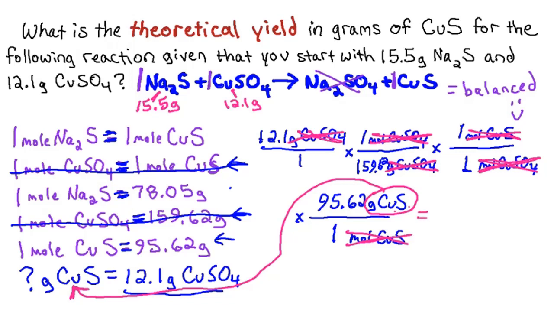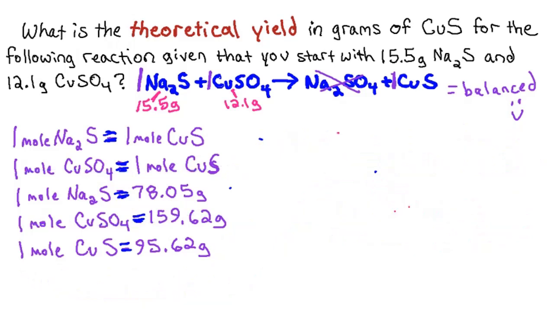So we know we set it up right. So now we just have to multiply across and then divide. So 12.1 times 1 times 1 times 95.62, all divided by 159.62 times 1 times 1. So that's going to give us 7.248477, and we're just going to round this up to 7.25. So 7.25 grams of CuS.